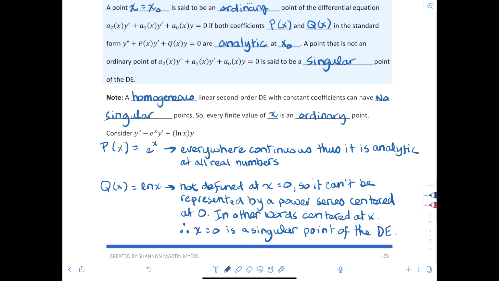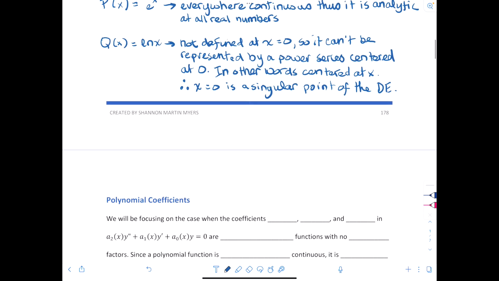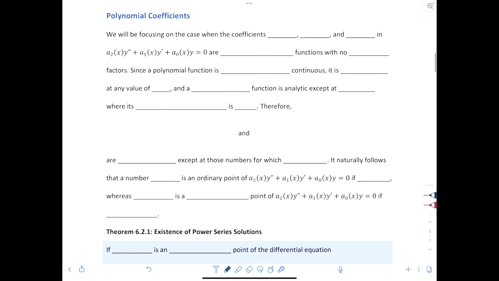Cool, cool? All right, now polynomial coefficients. We'll be focusing on the case when the coefficients a2 at x, a1 at x, and a0 at x, in that first equation we were talking about, a sub 2 at x times y double prime plus a sub 1 at x times y prime plus a sub 0 at x times y equal to 0, are polynomial functions with no common factors.